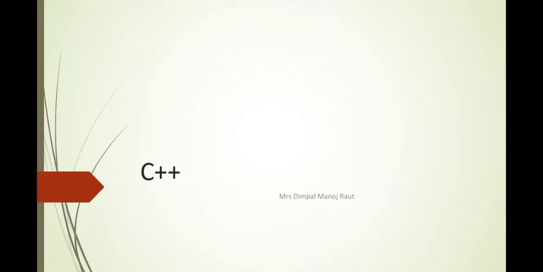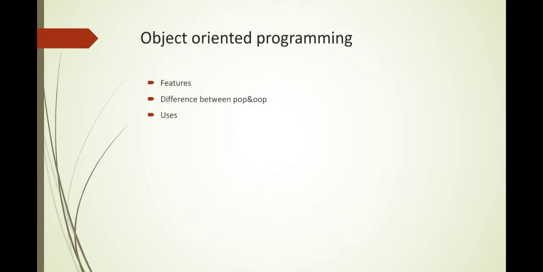Hello student, today we are going to learn the C++ chapter and the topic is object oriented programming. Now this object oriented programming is an important topic from the exam point of view. There are some subtopics we are going to learn: the features of object oriented programming, the difference between procedural oriented programming and object oriented programming, and the uses of object oriented programming.